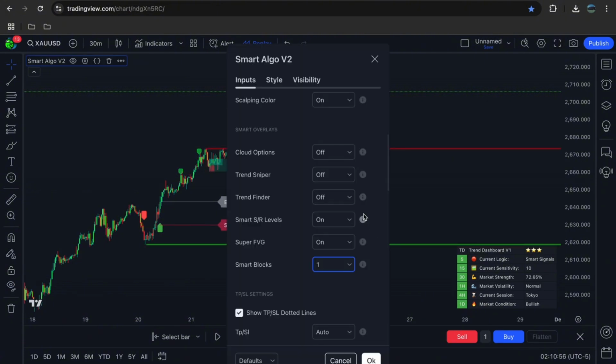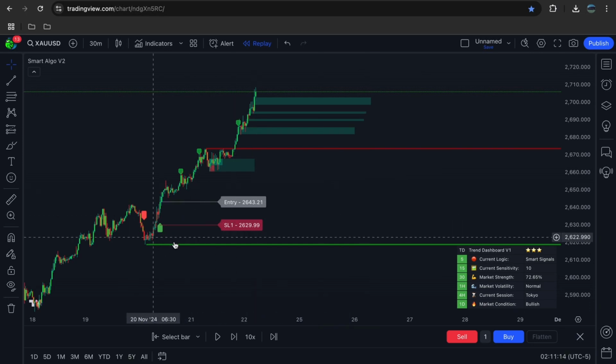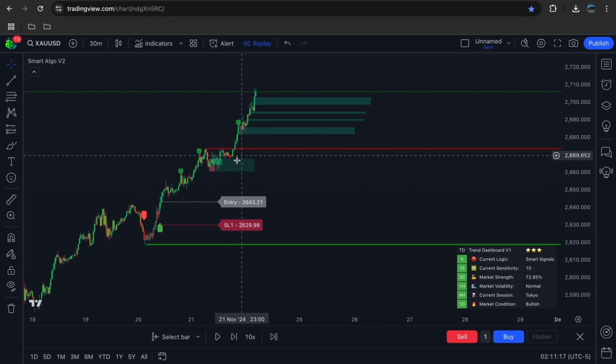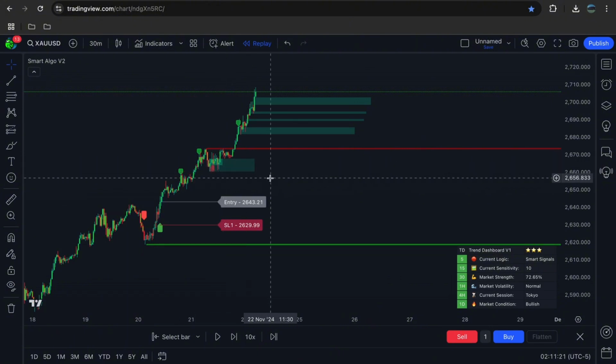All right, let's take a closer look at the Smart Support and Resistance levels, the Fair Value Gap, and Smart Order Blocks. 3 essential tools in Smart Algo that help you pinpoint critical market zones. These features are designed to make it easier for you to identify areas where the price is likely to react, whether it's bouncing off a level, breaking through resistance, or retracing to fill a gap. Let me walk you through how each of these works and why they're so useful.